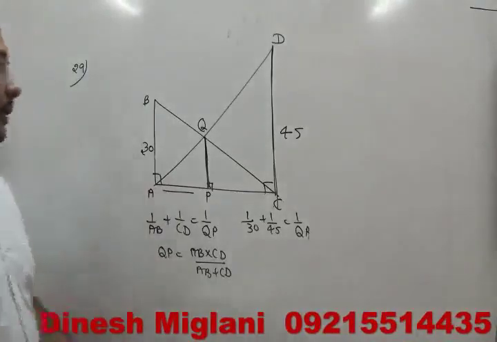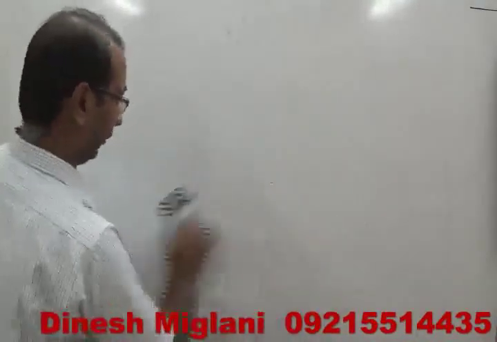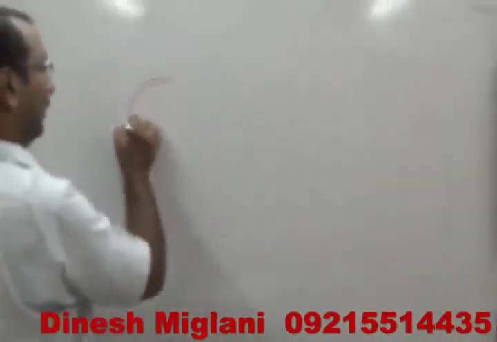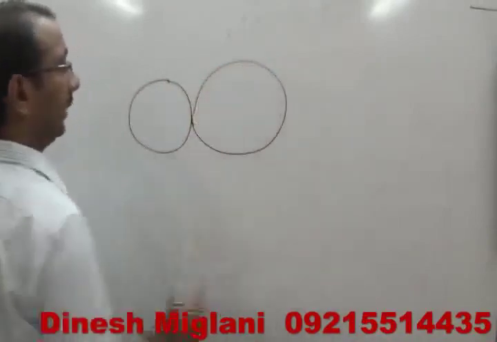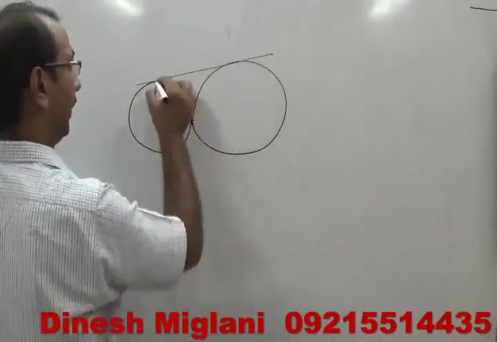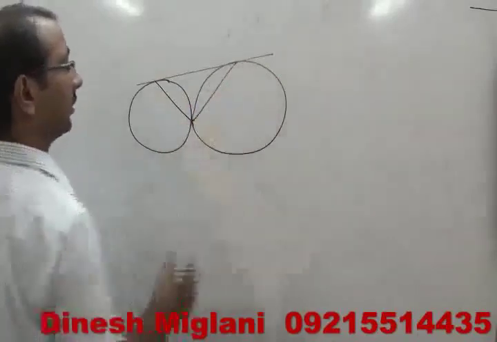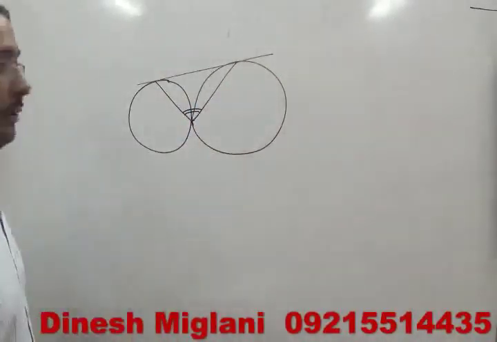Okay, let us take the last problem of this session, that is our problem number 30. It's also a general question in nature. Two circles are there, they meet in such a way, right? One tangent is drawn here and this point is met with the point of tangency. We have to comment over this angle, right? We have to comment over this angle.